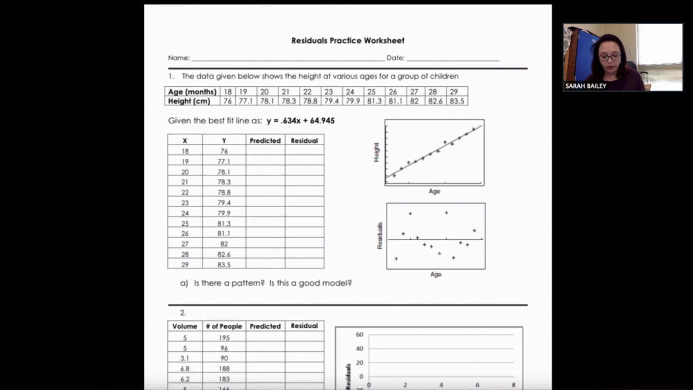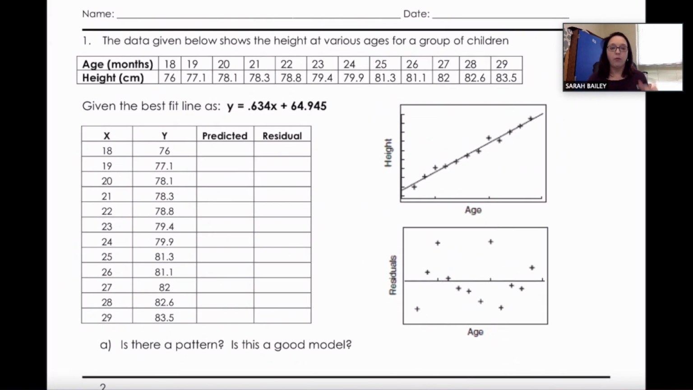So let's jump to it. So let's look at some practice here. So, looking at number 1, it says the data given below shows the height at various ages for a group of children. So they've got a table. Given the best fit line as y equals 0.634x plus 64.945, part A, and there's only one part, is there a pattern and is this a good model?